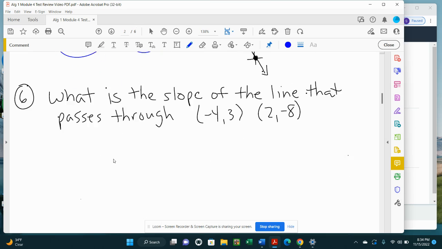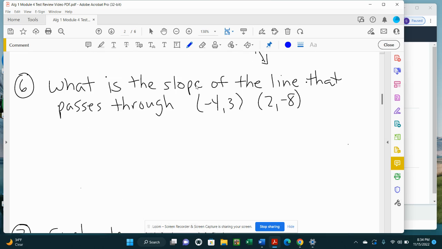Okay, what is the slope of the line that passes through these 2 points? So to find the slope that passes through these 2 points, we do y2 minus y1 over x2 minus x1. So that's the slope of a line. So we subtract the y values, but we do have to pick the 2 points. We're going to pick this one as point 1. This one is point 2. So the -8 is my y2, 2 is my x2, 3 is my y1, and -4 is my x1.